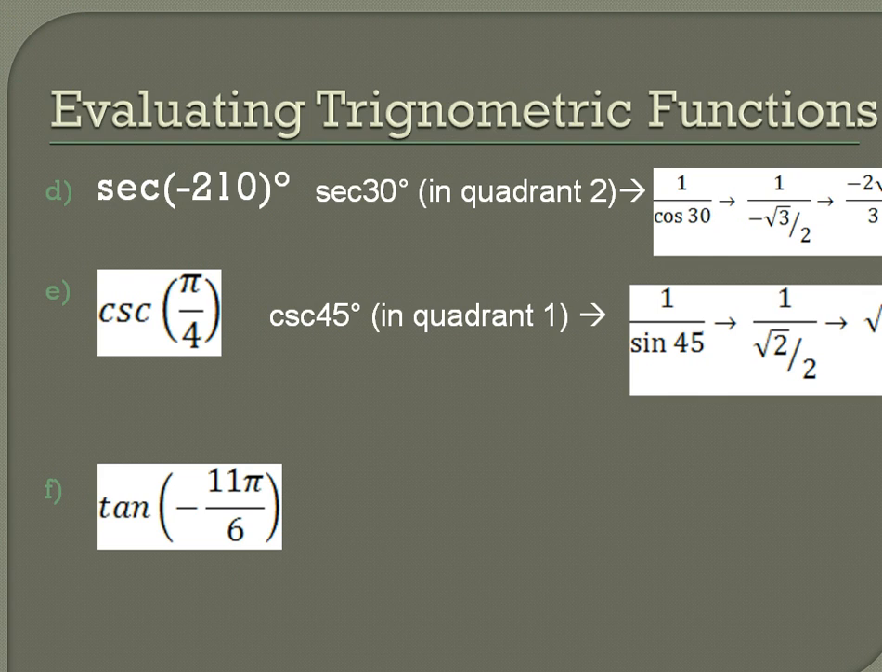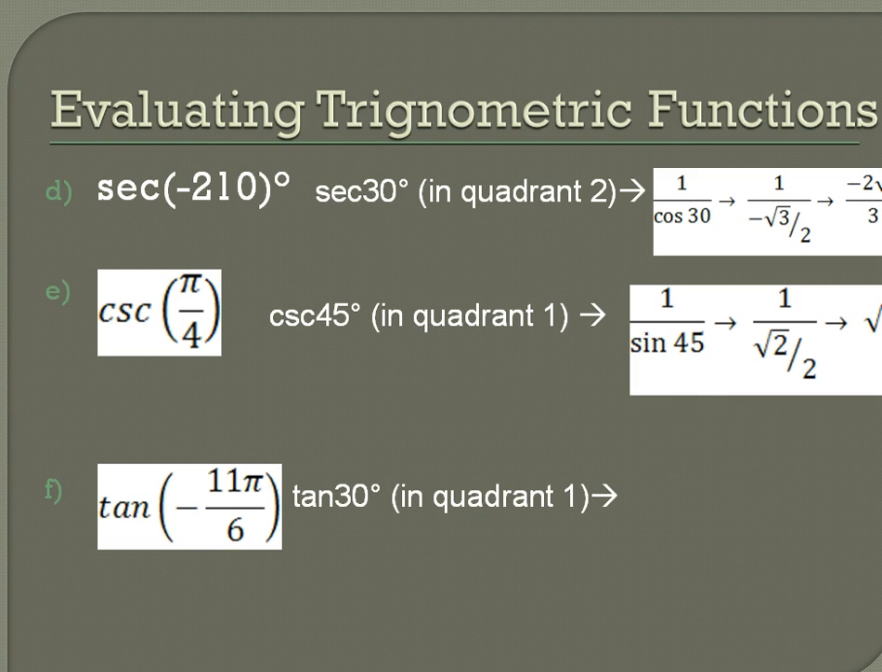And what does the negative tell you? You're going in the opposite direction, so you're going clockwise. So in other words, you should end up in quadrant 1, because you're going through quadrant 4, quadrant 3, quadrant 2, you end up in quadrant 1, and you're very close to making that whole full turn. So this would be the tan of 30 in quadrant 1.